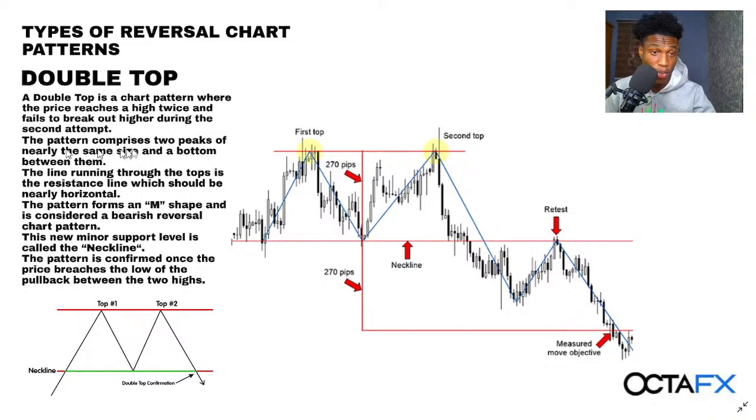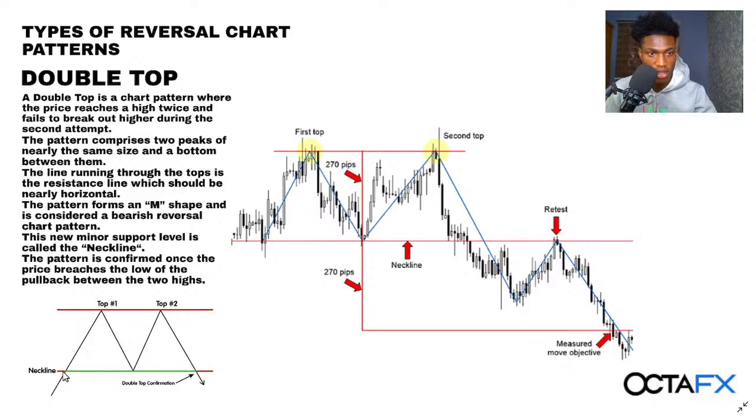The pattern comprises two peaks of nearly the same size and a bottom between them. The bottom is called the neckline, and the line running through the tops is the resistance line. You can see this red line running through the tops. They must not be exactly equal, but they should be nearly horizontal. The double top forms an M shape and is considered a bearish reversal chart pattern.